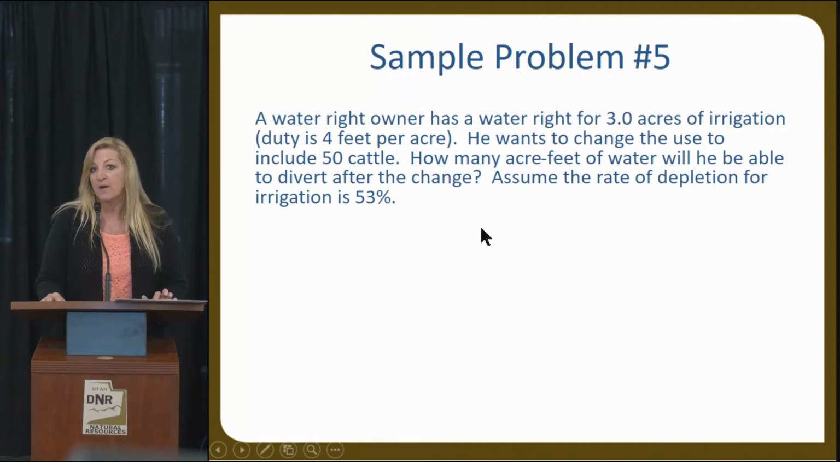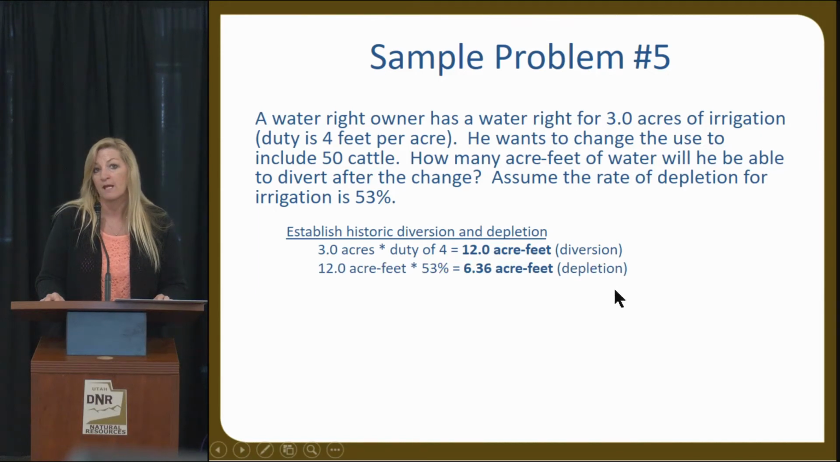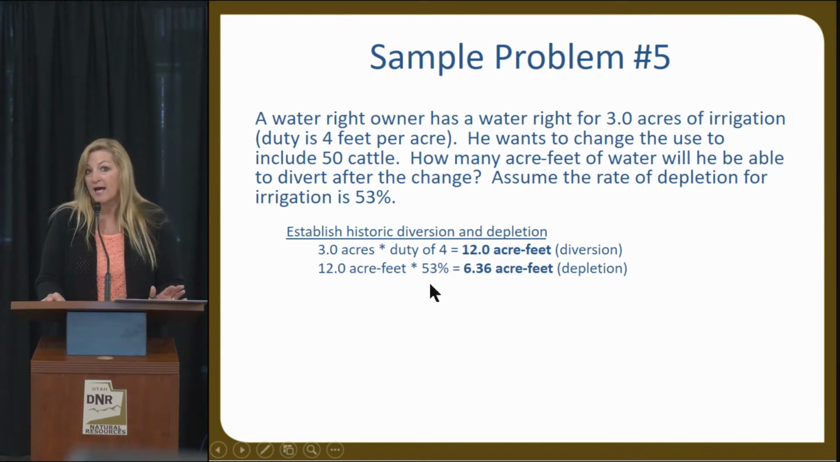So the starting amount is the 3 acres with 53% depletion. Okay, so that's the first thing you do. What are our beginning numbers? 3 acres of irrigation times 4 acre feet duty, you have 12 acre feet that you can divert from the source. Okay, and the depletion amount is going to be 53% of that diversion amount, which is 6.36 acre feet. Are you with me so far? That's a little more than half, so a little more than 50%, so that makes sense, okay?